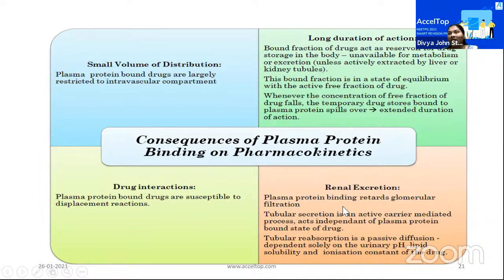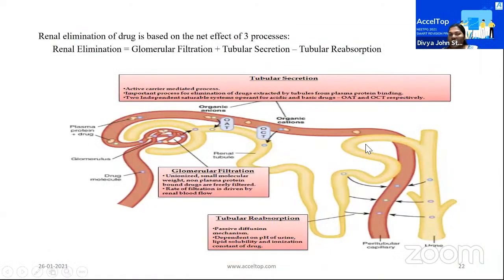Okay, and on renal excretion, there are three processes. By glomerular filtration, generally unionized, small molecular weight, non-plasma protein bound drugs are freely filtered. That is why a plasma protein bound drug, unless it is displaced from the plasma protein binding site, cannot be dialyzed out. Okay, and the rate of filtration is driven by the renal blood flow. Depending on the renal blood flow, this glomerular filtration progresses.